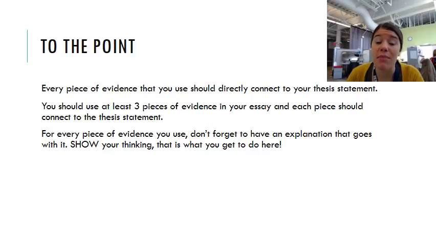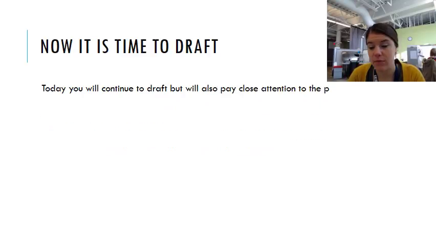You should use a minimum of 3 pieces of contextual evidence inside of your literary essay. This means that you should have 3 different types of evidence from your class novel that you use inside of your literary essay to prove the point of your literary essay. For every piece of evidence that you use, please make sure that you have an explanation that goes with it. Show your thinking. This is what you get to do in a literary essay. Think about the text in a deeper way.